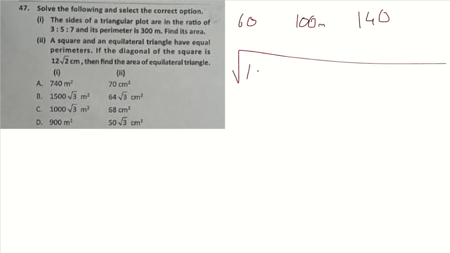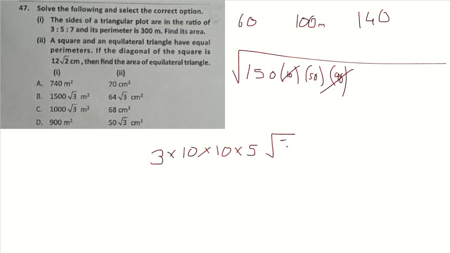So root of 150 into 150 minus 140, that is 10, into 150 minus 100, that is 50, into 150 minus 60, that is 90. So out of 90, 90 is 9 into 10 and 9 is 3 square, so 3 will come out. Then 10 and 10 will come out. So this is cancelled. And then this is 5 into 10, this is 15 into 10. So another 10 will come out, this will be 15 and 5, and a 5 will come out. And then there will be a root 3 left inside due to the 15. So 10 into 10, 100, 5 into 3, 15, 1500 root 3, which is option B.